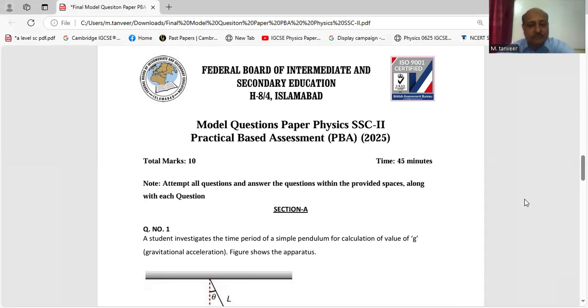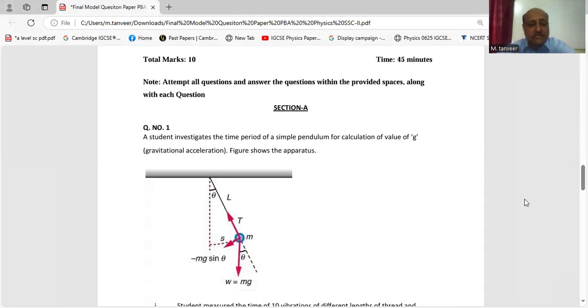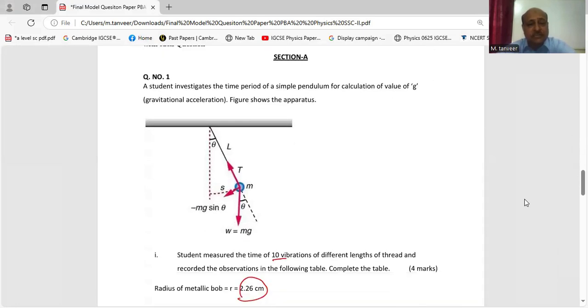Question number 1: a student investigates the time period of a simple pendulum. So what is a simple pendulum? This is a simple pendulum, and this pendulum was used in old clocks. This pendulum starts vibrating about its mean position, due to which the clock starts working.